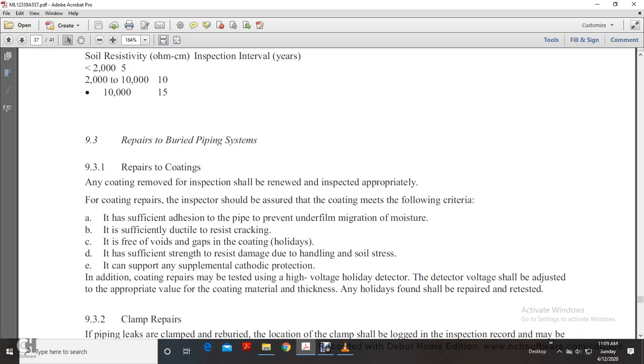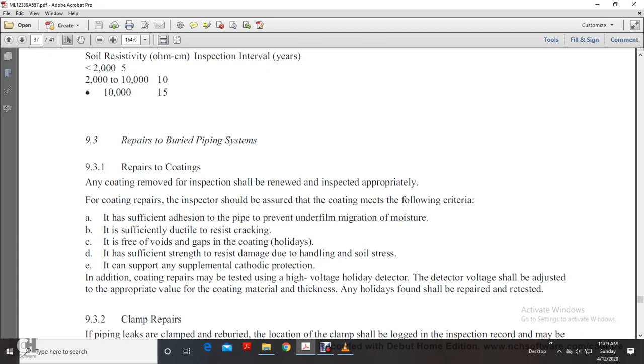931. Repairs to coatings. Any coating removed during inspection should be renewed and inspected appropriately. For coating repairs, inspection should be conducted with the following criteria: sufficient adhesion to the pipe to prevent underfilm migration of moisture; sufficient ductility to resist cracking; free of voids, gaps, and coating holidays; sufficient strength to resist damage from handling and soil stress; and it can support and supplement cathodic protection.